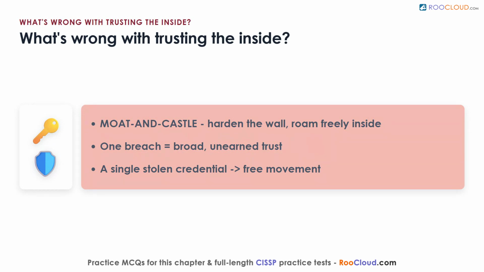What is wrong with trusting the inside of your network? Traditional designs work like a castle with a moat. You harden the outer wall, and once someone is past it, they roam freely inside. The problem is obvious once you say it aloud. Anyone who breaches the wall, or was let in for one reason, now has broad trust they never earned. A single stolen credential turns into free movement across the whole environment. That inherited trust is the very thing zero trust throws away.